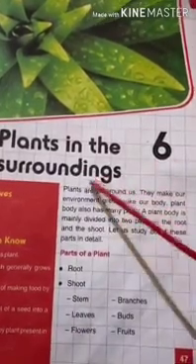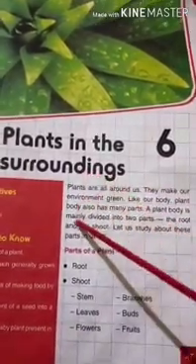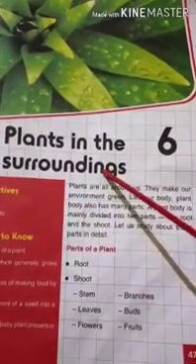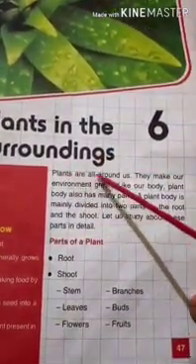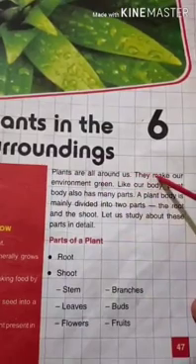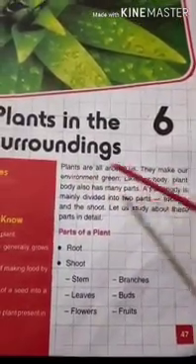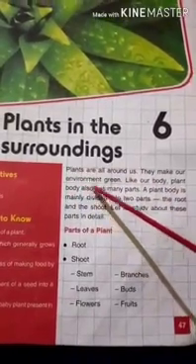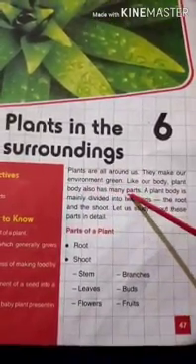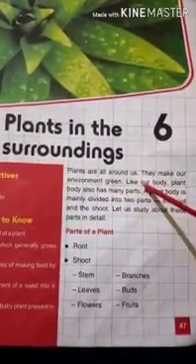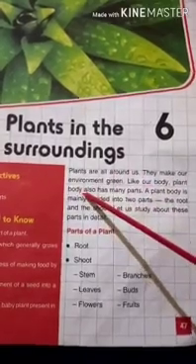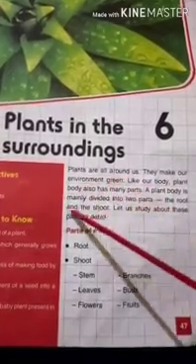So today we will learn about plants. Okay? So plants are all around us. They make our environment green. Like our body, plant body also has many parts. Our body has many parts, so plant body also has many parts.